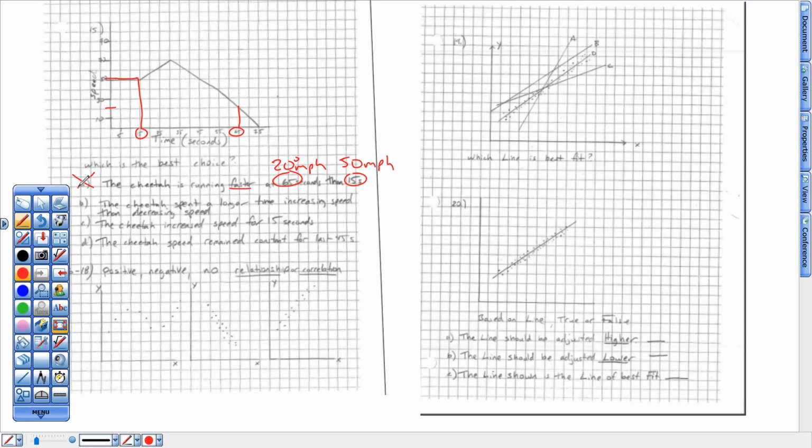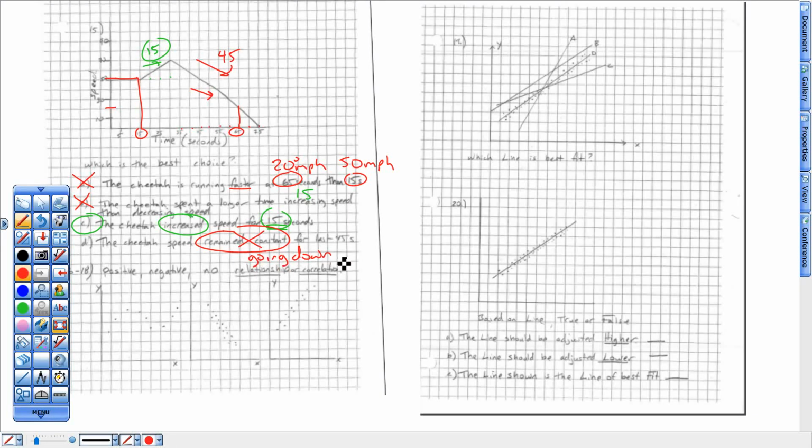All right, for the next one, the cheetah speed spent a longer time increasing. This increased for 15 seconds. Over here, it decreased for 5, 10, 15, 20, 25, 30, 35, 45 seconds. Since that decrease is more than the increase, that one is false. This one, increased speed for 15 seconds. If I look up 5, 10, 15, that one matches this. That one is the true choice. And then this one, cheetah's speed remained constant for the last 15 seconds. That's not good. Going down.